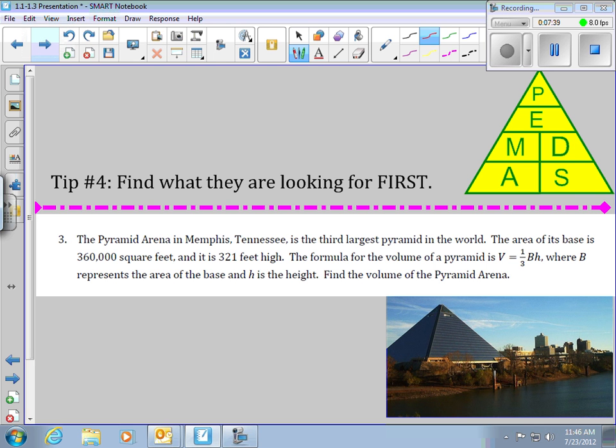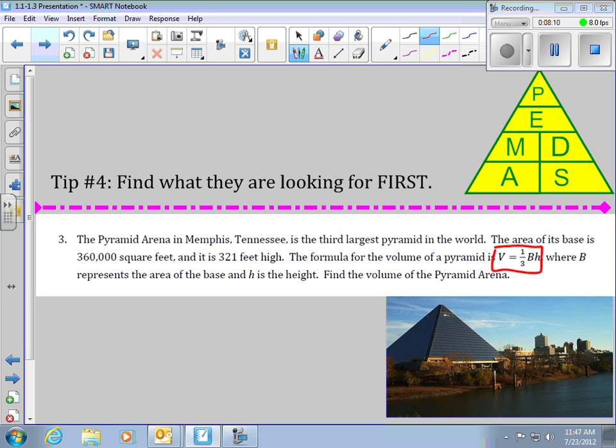Okay, here we got a word problem. Find what you're looking for first. So we'll read through this. The Pyramid Arena in Memphis, Tennessee is the 3rd largest pyramid in the world. The area of its base is 360,000 square feet, and its height is 321 feet high. The formula for the volume of the pyramid is right here. Volume equals 1/3 base, capital B is base, times height. And H is the height. Find the volume of the pyramid arena.